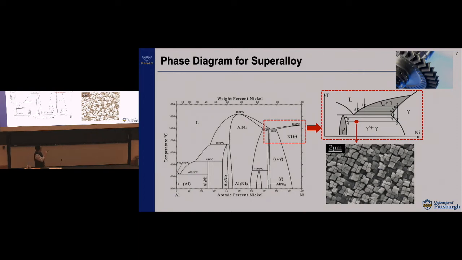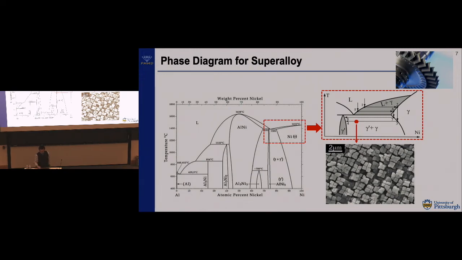So the gamma prime is actually a strengthening phase, and gamma is a matrix. So this is the microstructure. You look at one turbine blade, for example. You have nickel superalloy. You have to make sure that at the proper composition, you have good phase fraction for both phases. All right?